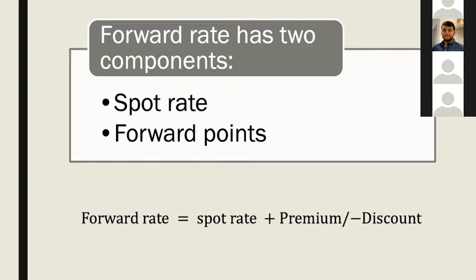Spot rate is like cash transactions. It need not be an exchange of currency or cash, but it is considered the current transaction. Forward rate is for a future date, a future transaction. So forward rate can be defined as spot rate plus premium or discount. Do you understand this? Why do you need forward rate? Let's say you are an exporter or an importer. Under what situation would you think about forward rate?